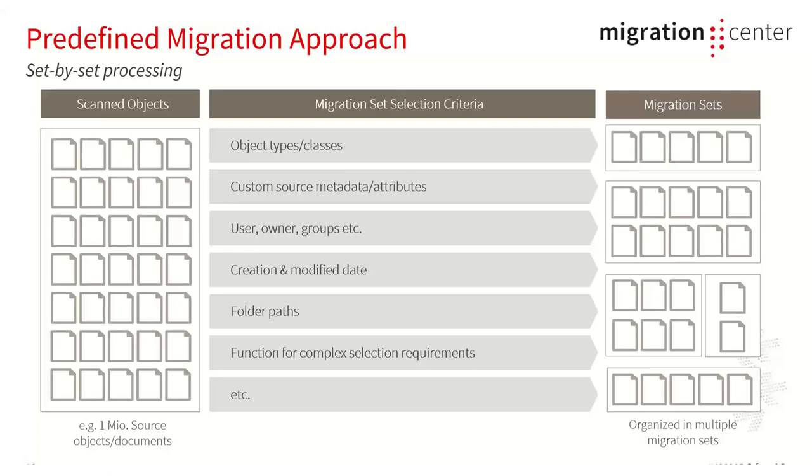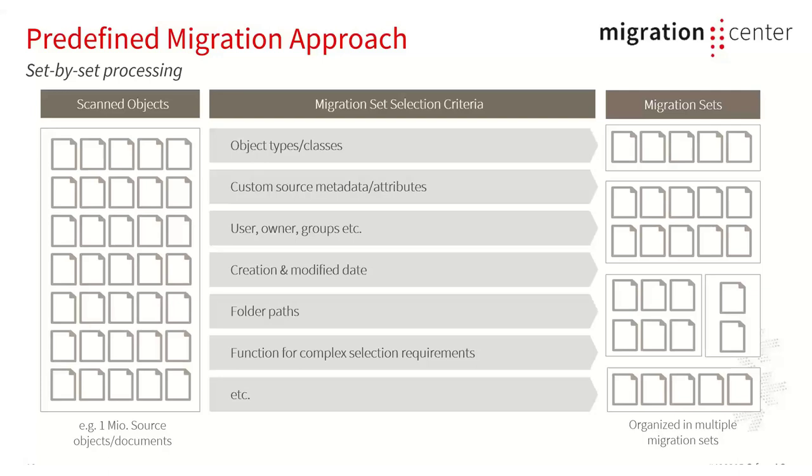So what it means is you can set up a scanner as you like, with parameters, with a query, or as needed. But you can also scan the entire platform basically with one scanner if you like. So when you have scanned 1 million source objects, as an example, you can use any kind of scanned information or attributes to classify and specify your migration set. The migration set is then a set with a scope of documents, and one set can have individual transformation rules and attribute mappings, and you can also do one set after another.